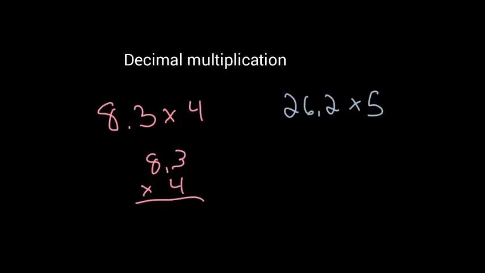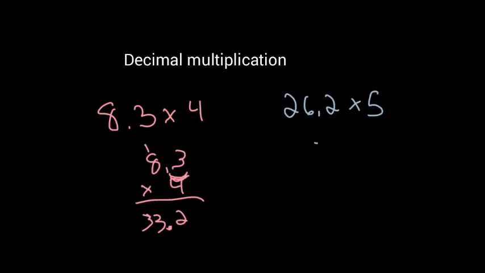So 4 times 3 is 12, carry my 1. 4 times 8 is 32, plus 1 is 33. So after you've done your multiplication is when you consider your decimal. You want to know how many digits are behind a decimal in the original problem. If I look, I have one digit right here behind the decimal in my problem, so I need one digit behind the decimal in my answer. So my answer there is 33 and 2/10.